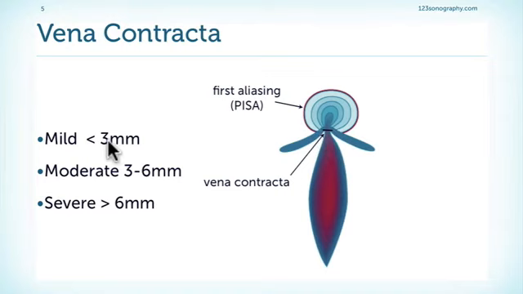If the vena contracta is below 3 millimeters or even not visible, we would quantify regurgitation as mild. If it's between 3 to 6 millimeters, moderate. And if it's above 6 millimeters, we can be quite sure that regurgitation is severe. Now this all looks very appealing. However, in clinical practice, it's sometimes much more difficult and there are a number of problems. Let's take a look at the problems.